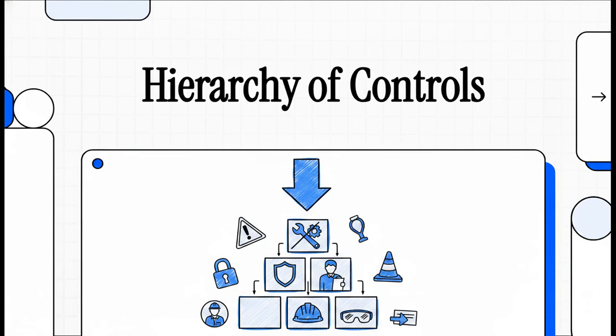Today, we're diving into something that is absolutely foundational in the world of workplace safety and risk management. We're talking about the hierarchy of hazard controls. If you've ever wondered how safety pros actually figure out the absolute best way to keep people out of harm's way, well, this concept right here, it's the ultimate blueprint.